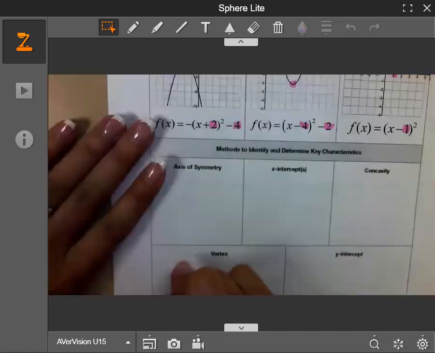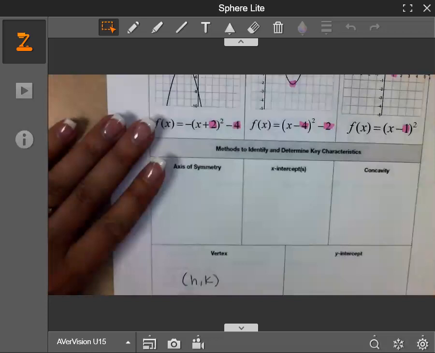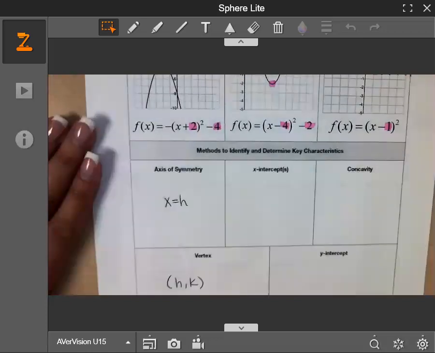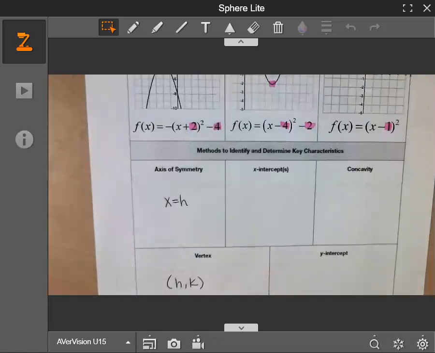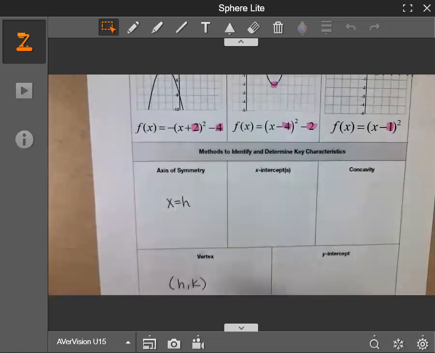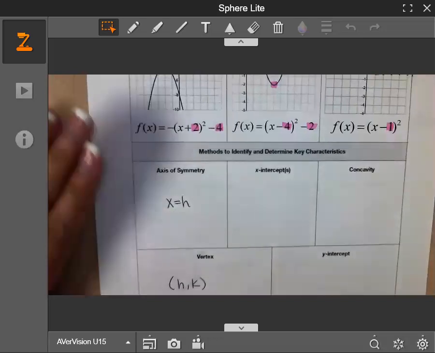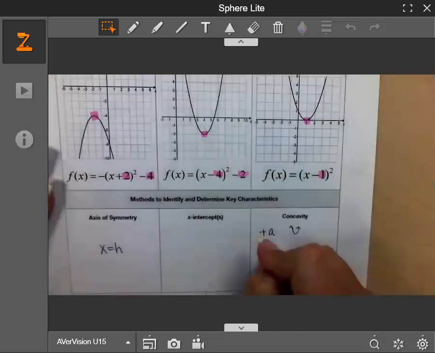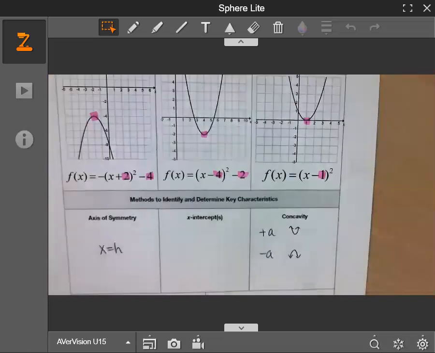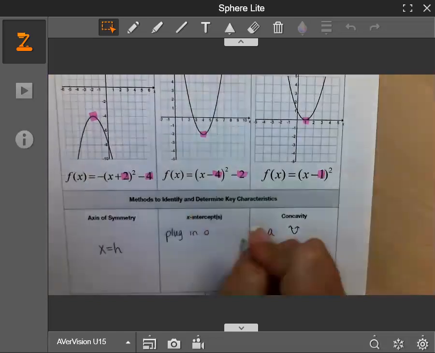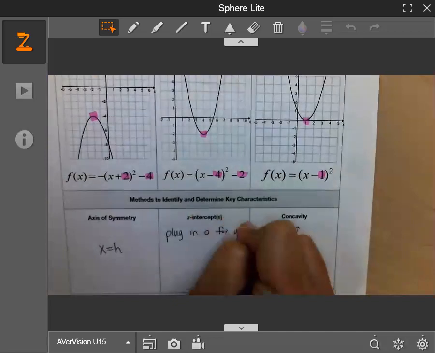So this is (h, k). If it is giving us the vertex, it is giving us the axis of symmetry. That axis of symmetry always cuts through the vertex. So it is x equals, because it's a vertical line, the x value of the vertex that it's going through. For the concavity, again, if it's positive a, then it's going to go up, and negative a is going to go down. To find the x-intercepts, you can plug in 0 for the y and solve for x.